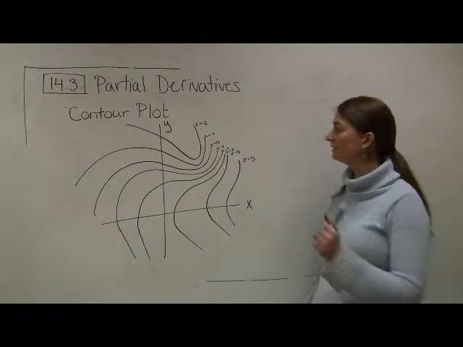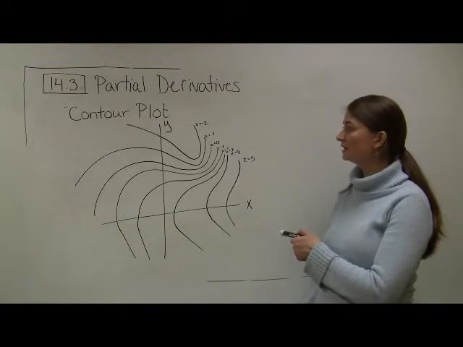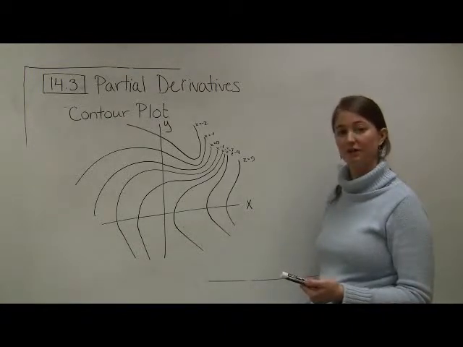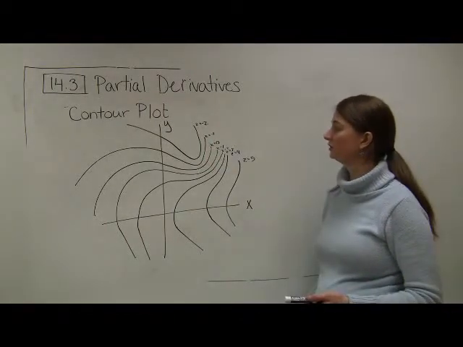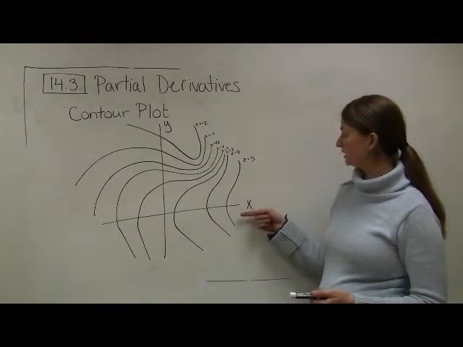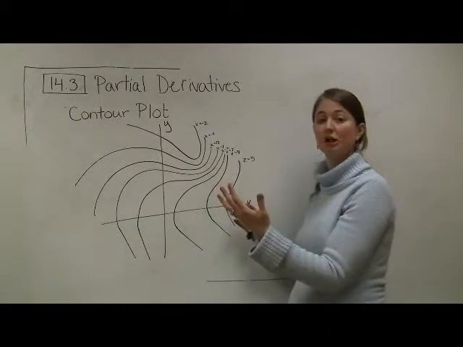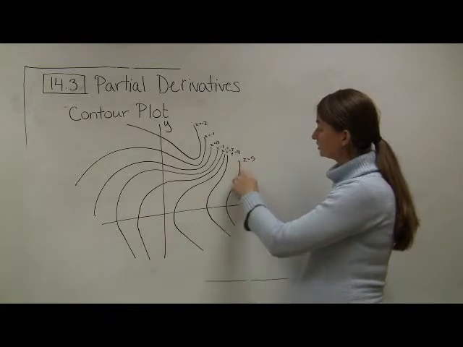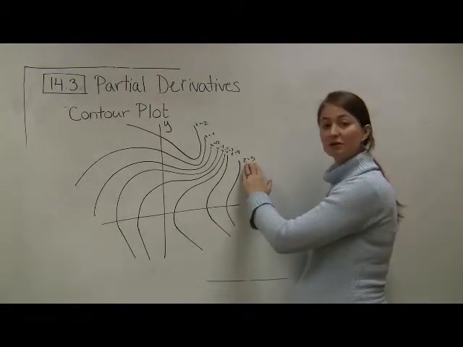I want to talk about finding partial derivatives given a contour plot. So let's say instead of giving an equation of a two-variable function, all we have is the contour plot of the two-variable function. Again, the contour plot is a two-dimensional representation of some three-dimensional object, and each of these curves is a level curve that has the exact same height, or z value.